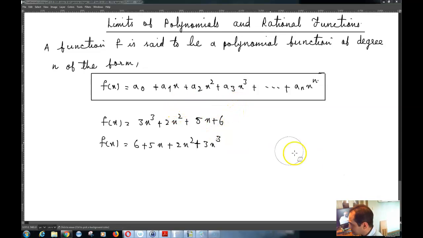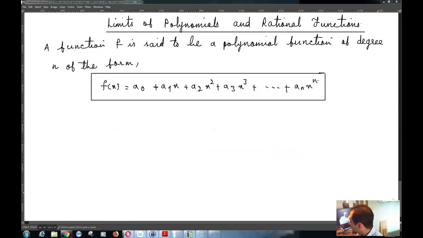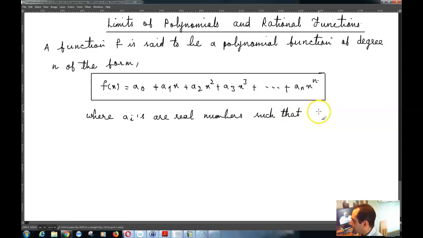Now you can say that this is the form of the polynomial function where the a of i's are real numbers such that a of n is not equal to 0 for some natural number n.